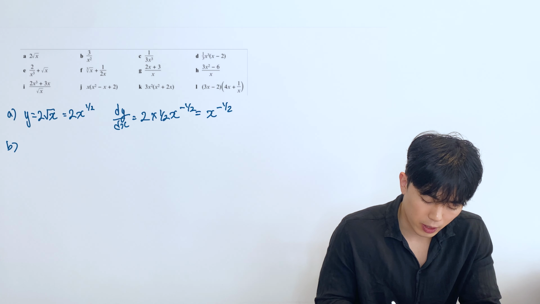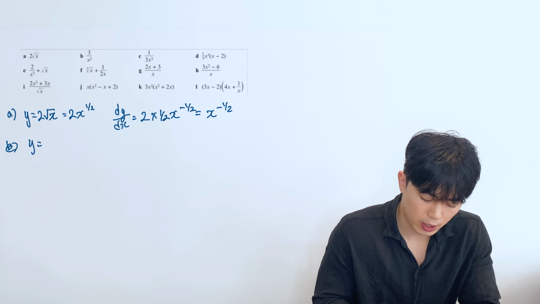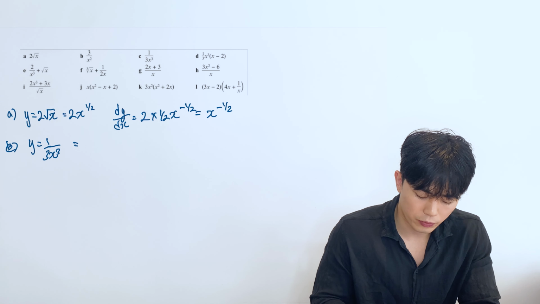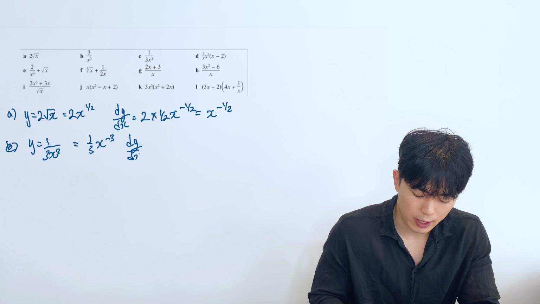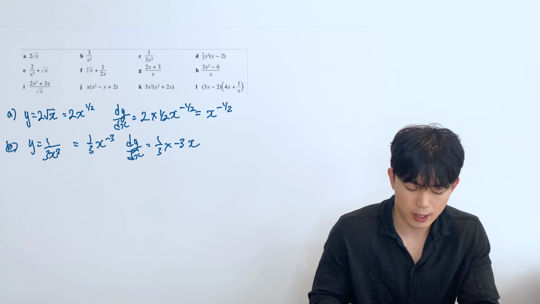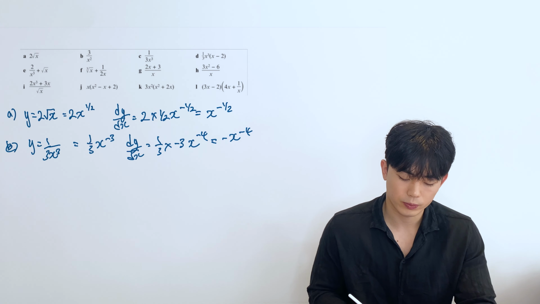If we were to try maybe y is 1 over 3x cubed, changing to indices form first, that would be 1 over 3 x to the power of minus 3. dy by dx is 1 over 3 times the power, so negative 3x, minusing 1 to that is minus 4. So negative x to the power of minus 4.